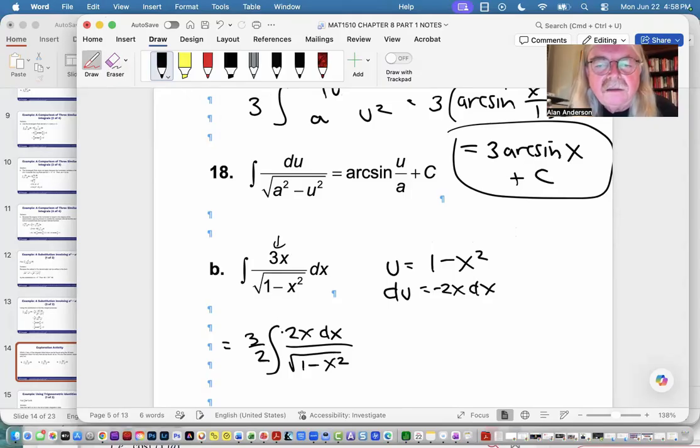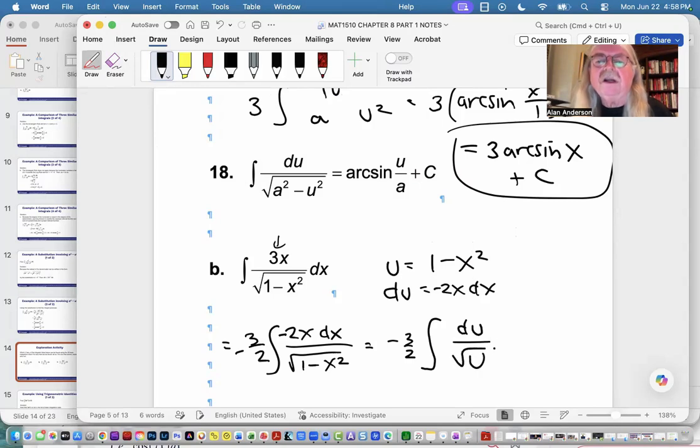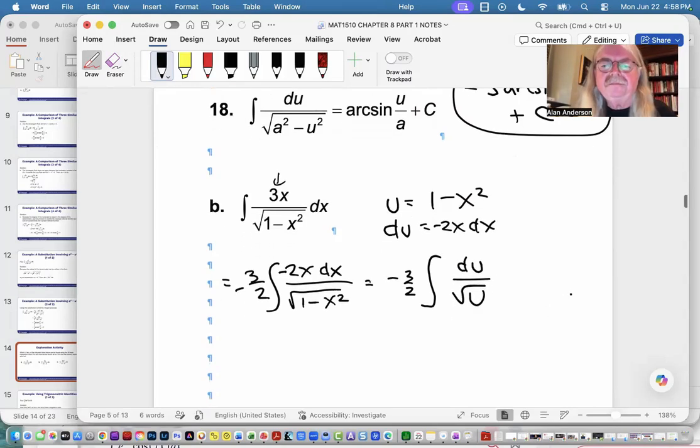So we need negatives here and here. All right, so now we're getting there. Okay, so we got negative 3 halves du over the square root of u. All right, now we're good. Okay.